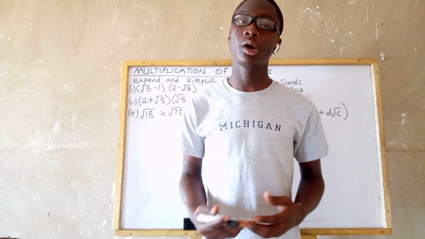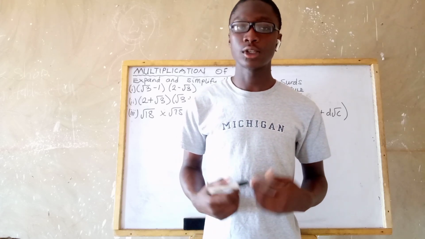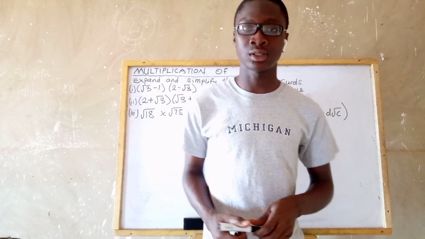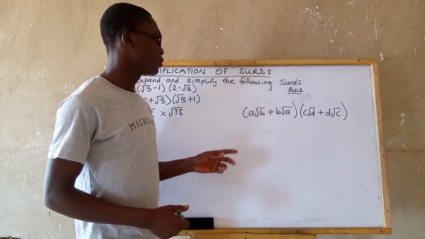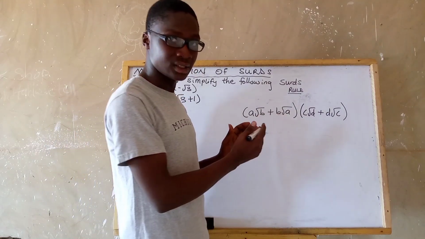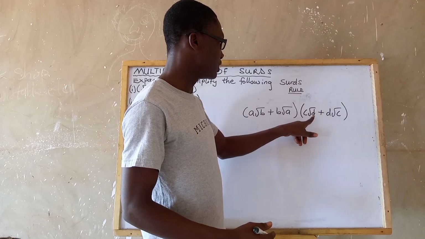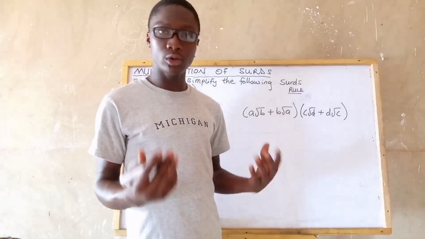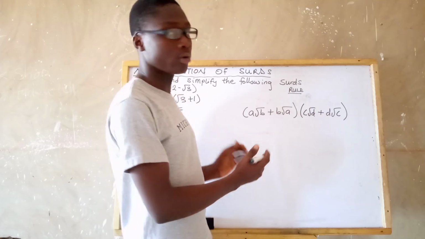Today our lesson will be on multiplication of surds. So here we have a rule that you have to follow to solve such questions. Here's the rule: you have (a√b + b√a) in one bracket multiplying (c√b + d√c). How can you solve questions that are in this form?